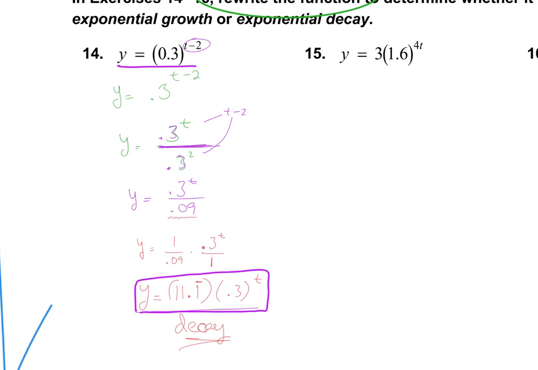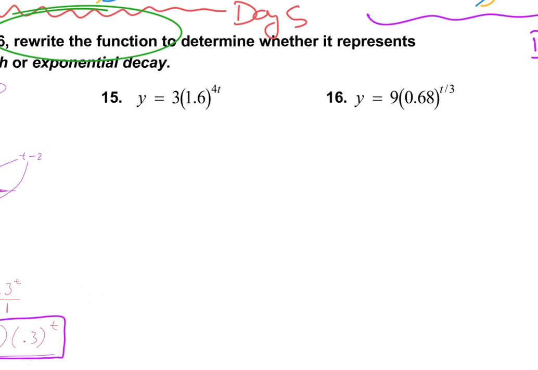Now we have y equals 3 times 1.6 to the 4th power raised to the t power. And if you're confused on why that happens, this is 4t, and when you have a power raised to a power, you multiply those powers. So again, I got a calculator here. 1.6 to the 4th power is going to be, so here, hang on, let's keep that 3.